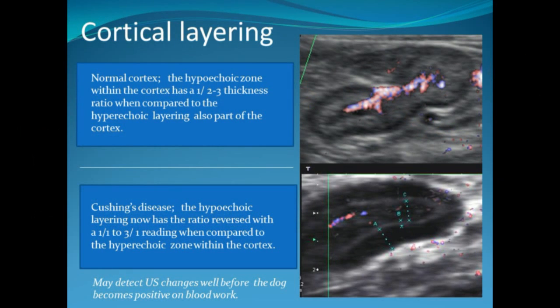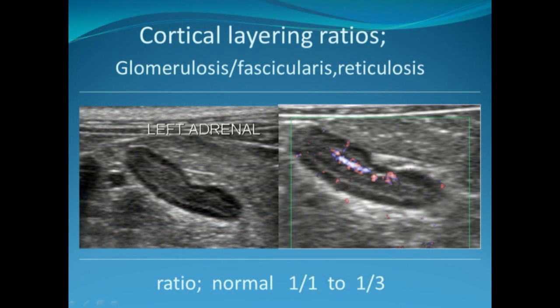Now, a normal cortex, if we look at the hypoechoic zone within the cortex, should be a 1 to 2 to 3 thickness ratio when compared to the hyperechoic layering. In Cushing's disease, that reverses itself and it becomes a 1 to 1 or a 3 to 1 ratio. So let's look at this again. Cortical layering ratios: glomerulosa layer compared to the hyperechoic fasciculata and reticularis layer. Normal would be 1 to 1 or 1 to 3.